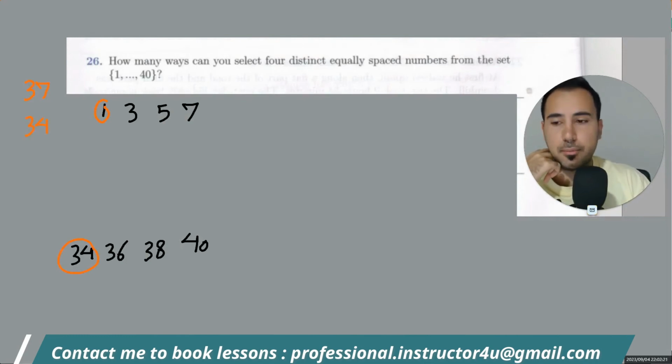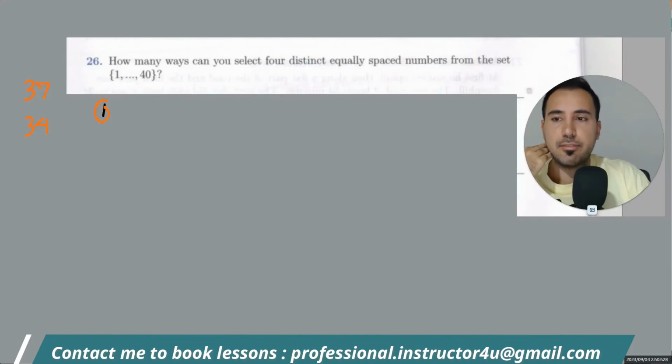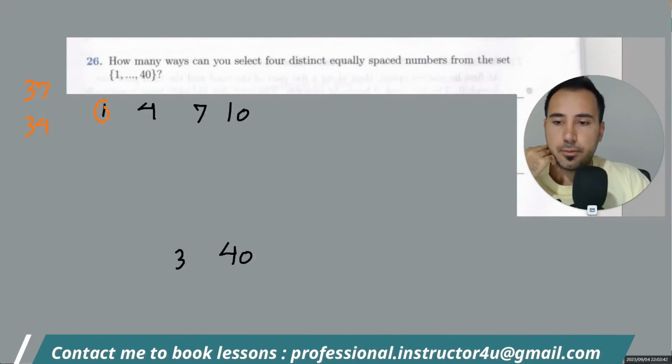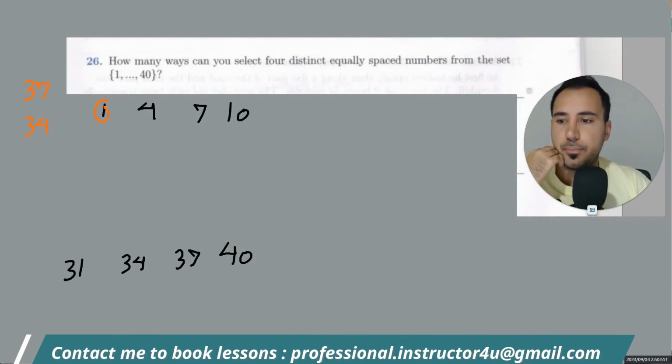So let's see if we can come up with a pattern. I'm going to clean this. Now from the beginning one plus 3, it's going to get 4, 7, 10. The last one is supposed to be 40. So let's go back: 37, 34, 31, which would be the last one. Okay, so it will be 31.